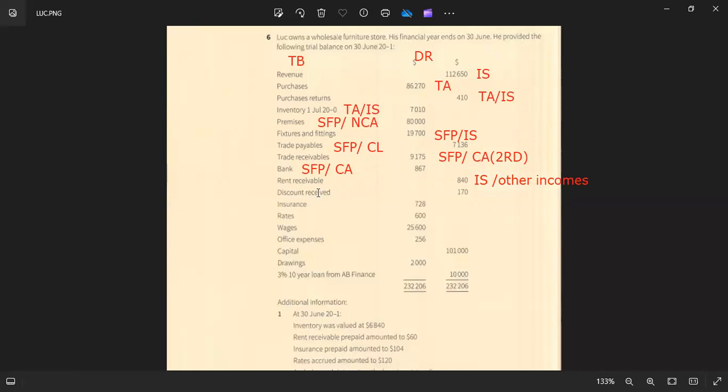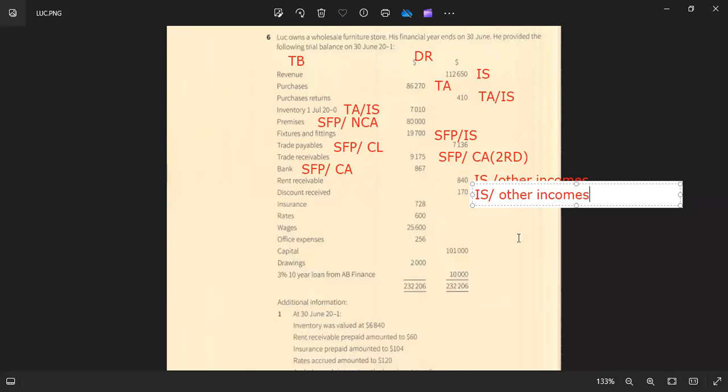Then also you can actually see that this is discount received. So discount received, it's also an IS item, income statement item, under what? Other incomes. Is that fine? Please remember that. All right, other income. So this video, I think it will help you understand other incomes.